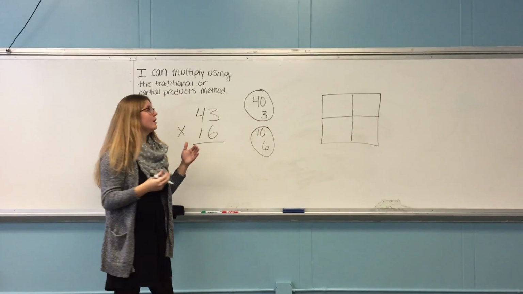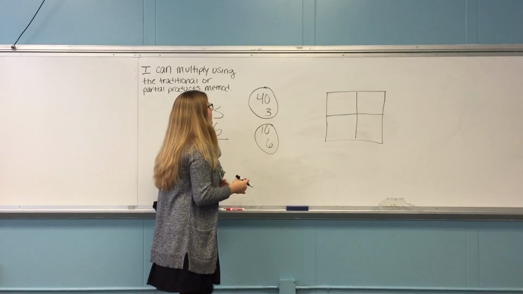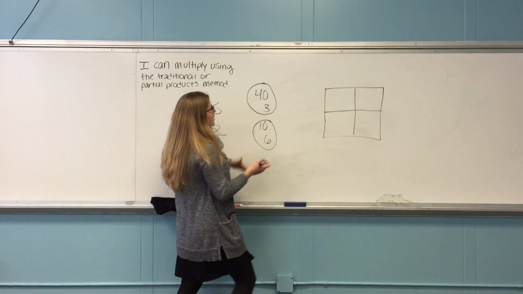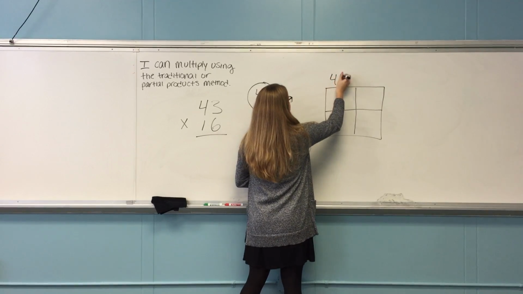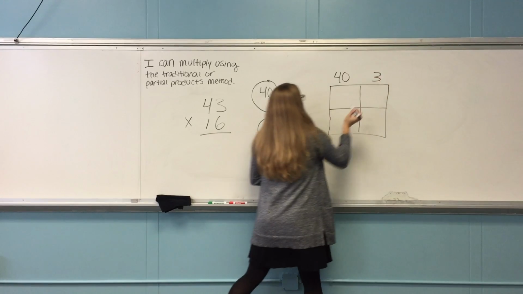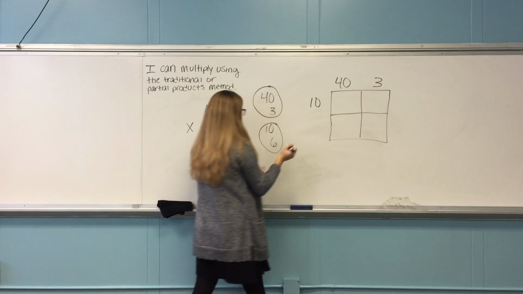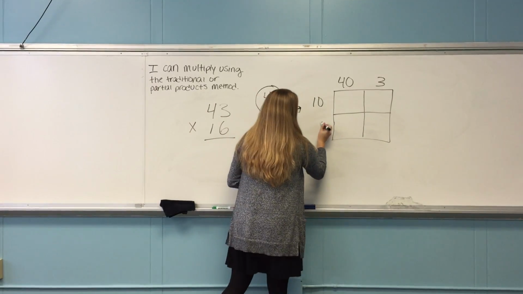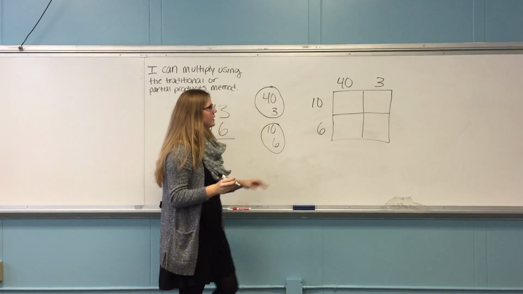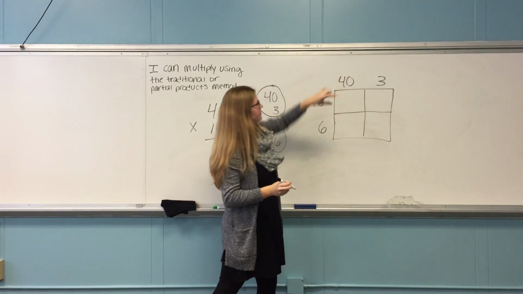I still like to, however, put the bigger number on the top because it makes the most sense to me. So what I'm going to do is put 40 above my first square. Then I'm going to plug in the 3 above my second square. Then I'm going to take my 10, plug it in on the first side square, and my 6 on our square right below it. So this together represents our 43, this together represents our 16.